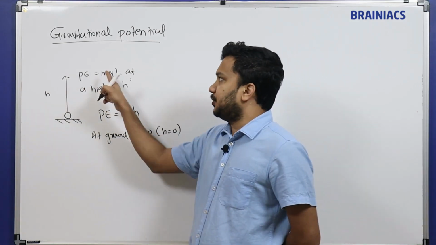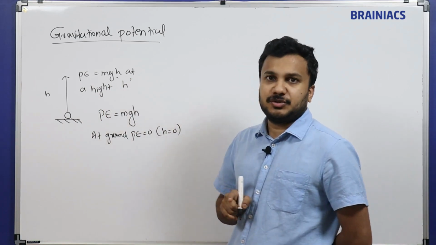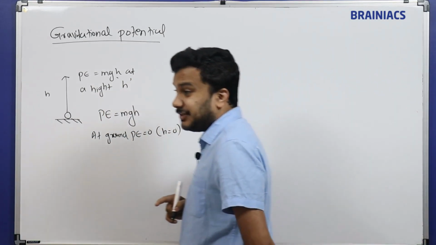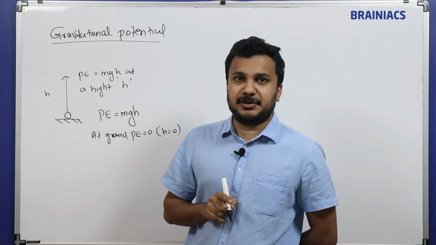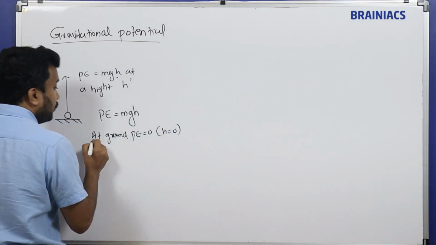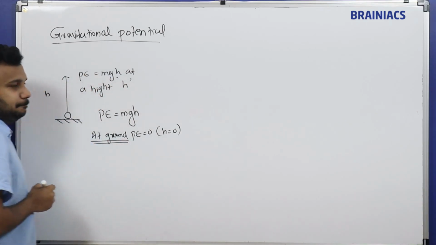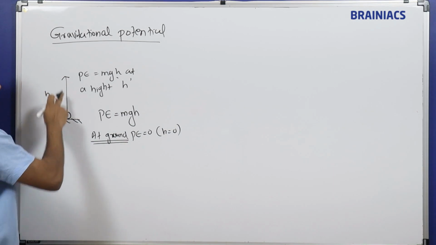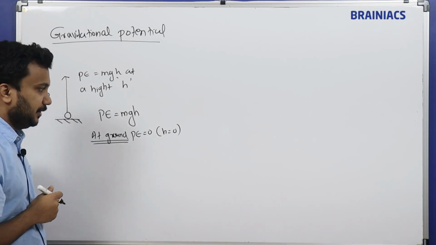At a height h, potential energy is equal to mgh, which is at a height of h meters away from the ground level, which means ground is the reference point from where it is h meters. From ground it is giving h meters.